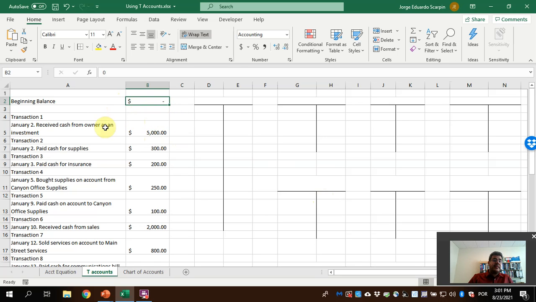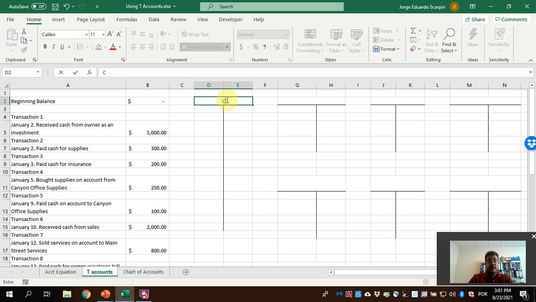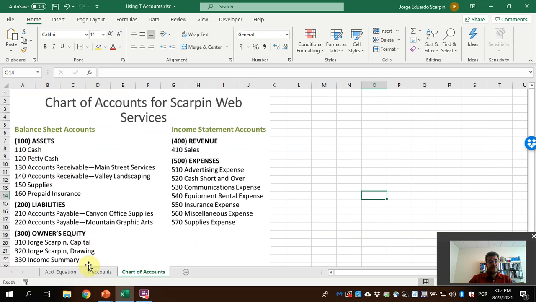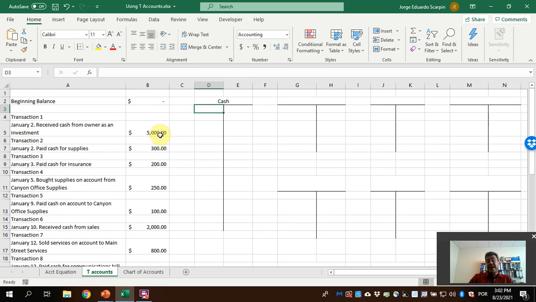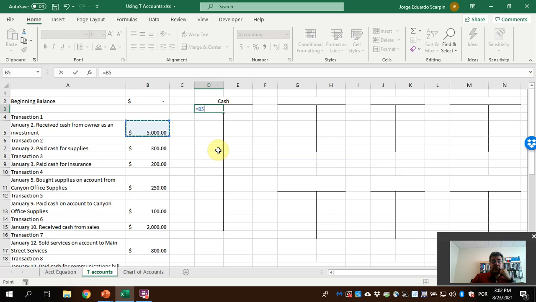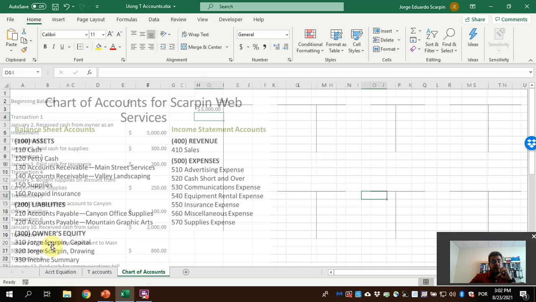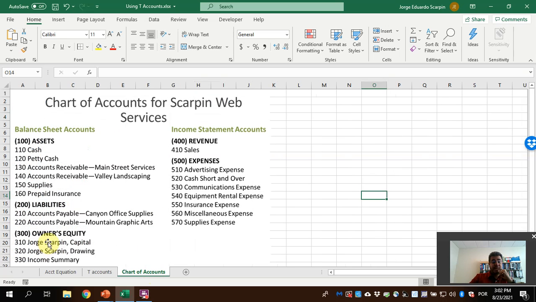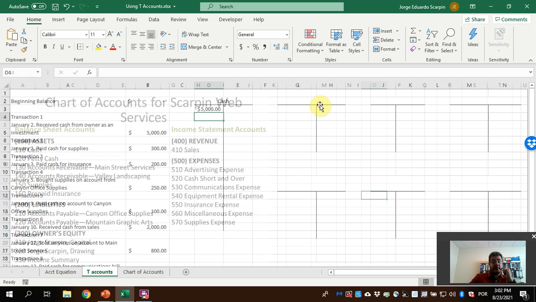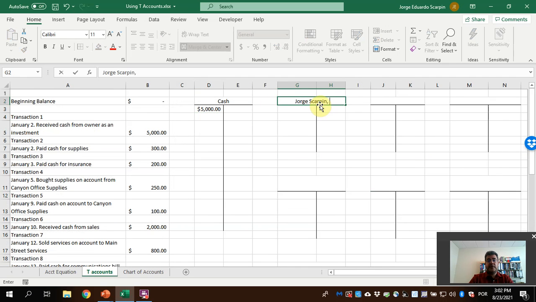Here, received cash from owner. So receiving cash, our first account is cash. As we can see here, cash. So we are increasing our cash, equal $5,000 increasing cash. However, we are also increasing owner's equity. Let's find a good name here. Jorge Scarping, me, the owner of this company. Capital, the 310. So here, Jorge Scarping, capital.